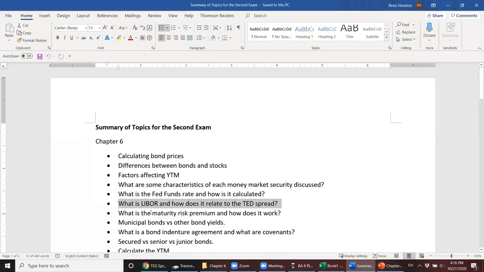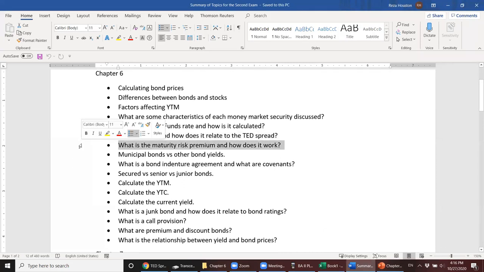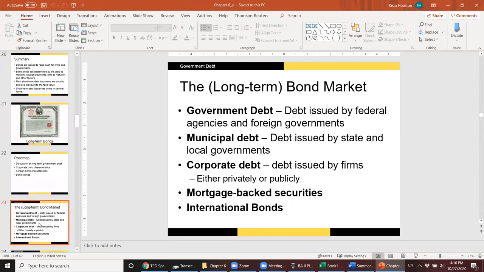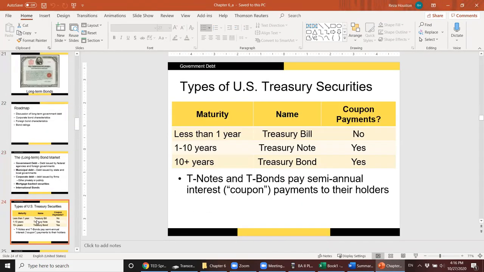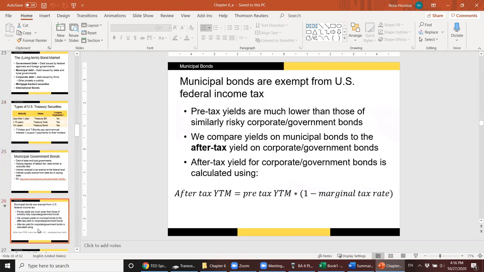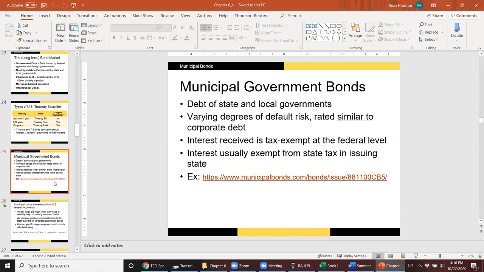Okay, so that's that. What is the maturity risk premium and how does it work? Well, the maturity risk premium is literally just the premium that investors demand for holding securities that have a longer time to maturity. Basically, the longer the time to maturity, the higher the yield you should demand as an investor, because the issuer could default or is more likely to default, say, in 10 years than tomorrow.